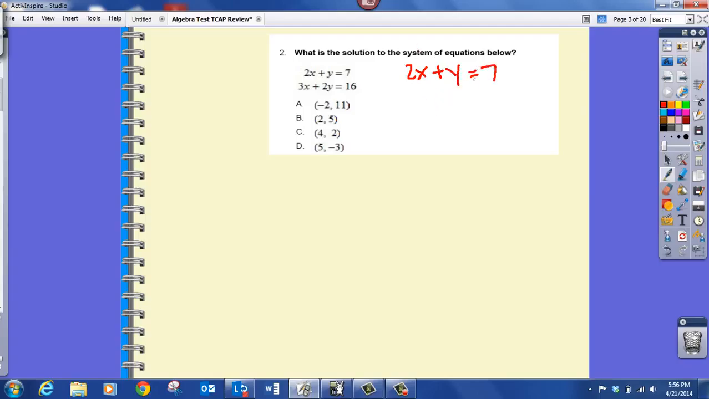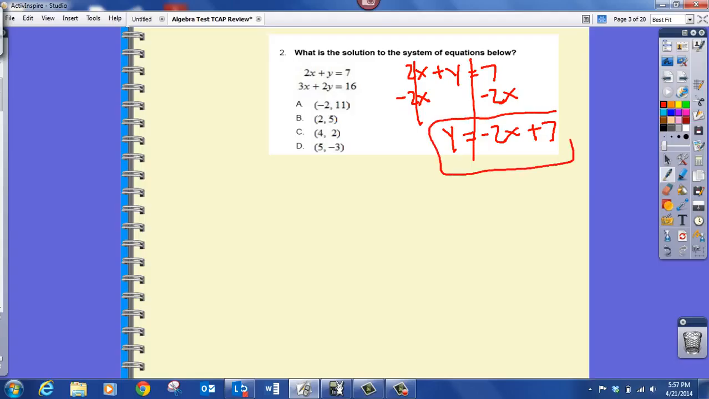To put this in slope-intercept form, the first thing I have to do is move the x over. Remember, I want to get it to y equals mx plus b. So subtract 2x from both sides. That leaves me with y equals negative 2x plus 7. That one, not much work to get it in slope-intercept form.